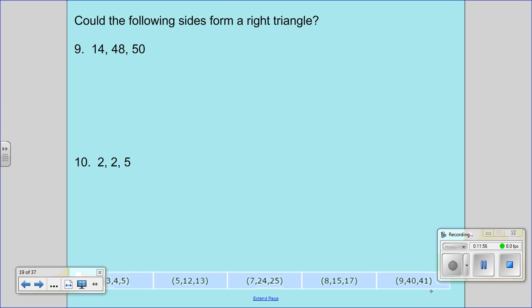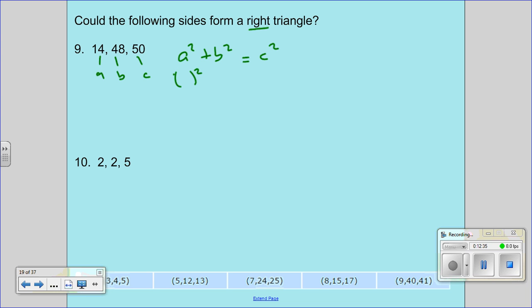Number 9 says, could the following sides form a triangle? A right triangle, specifically. So this is a little different than what we've done in the past. To form a right triangle, we have to prove Pythagorean's theorem. So we have to prove that a squared plus b squared is equal to c squared. C is always across from the right angle, meaning it's always going to be the longer side. So our job is to prove that this is A, this is B, and this is C, essentially.